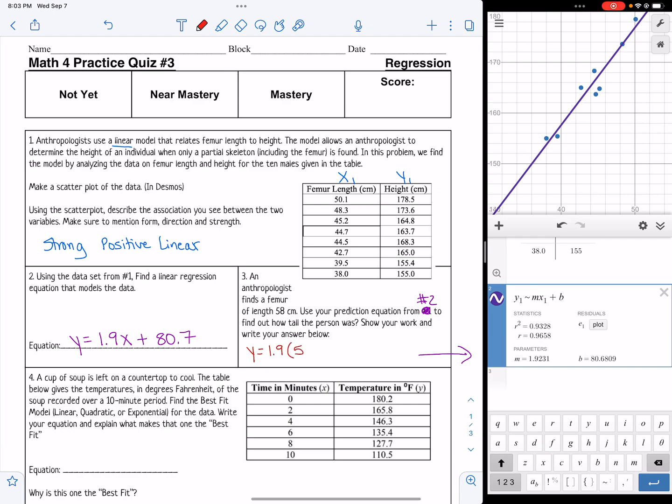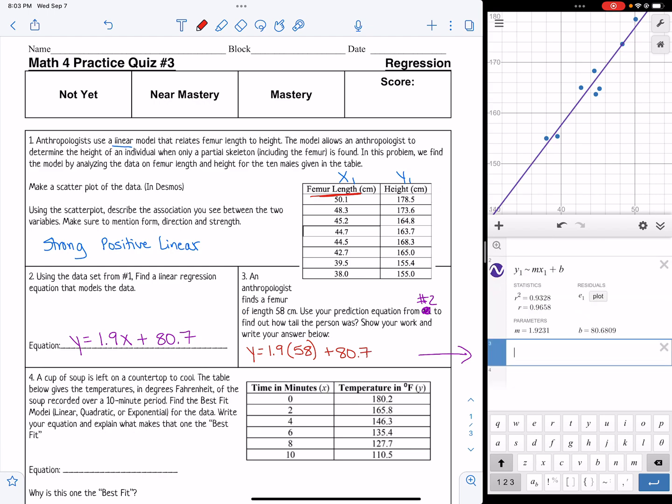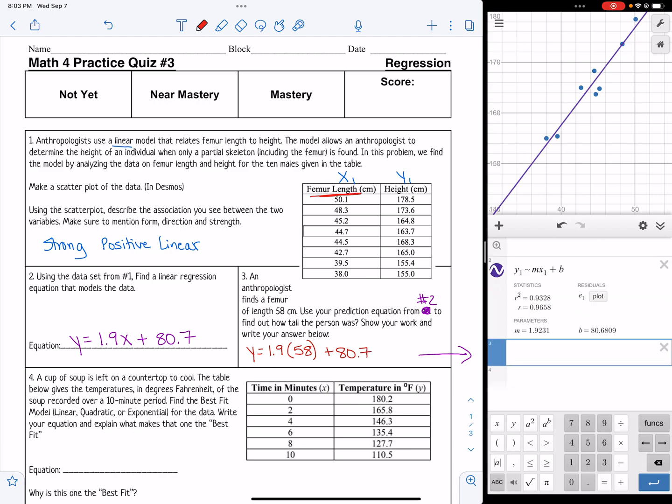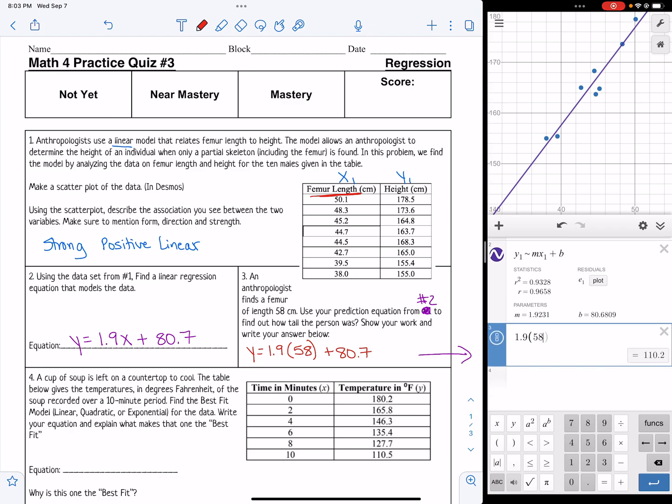And this is femur length, which is our x. So put the 58 for the x, and then plus the b, which we know is 80.7. And then just type all that in the calculator. You don't need y equals, just the numbers. So 1.9 times 58 plus 80.7 gives me 190.9 centimeters would be the height. So like that gives me the height when I plug in the femur for the x.